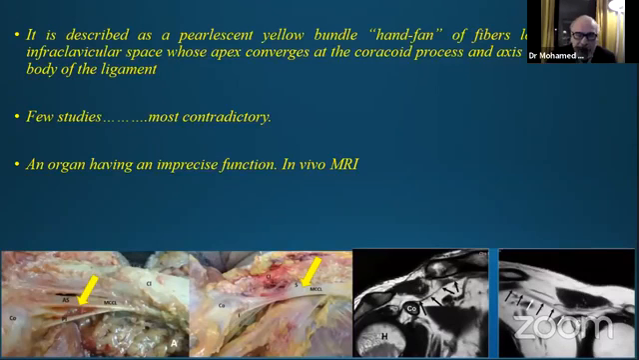It is described as a pearlescent yellow bundle, hand fan shape, of fibers located at the infraclavicular space with its apex, as we see here. Its apex is converging toward the coracoid, and its axis constitutes the body of the ligament. This ligament has had a few studies, and most of these studies are contradictory. And many of these studies said that this is an organ having an imprecise function.